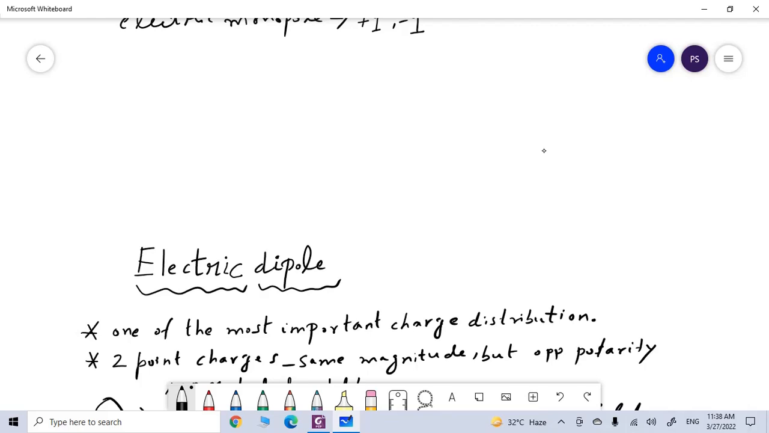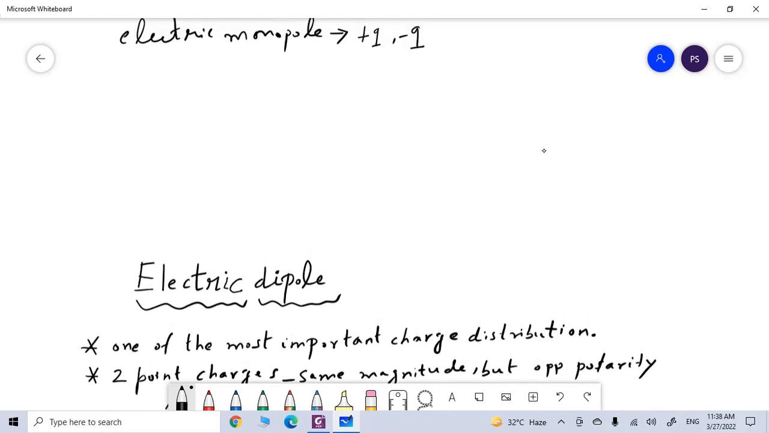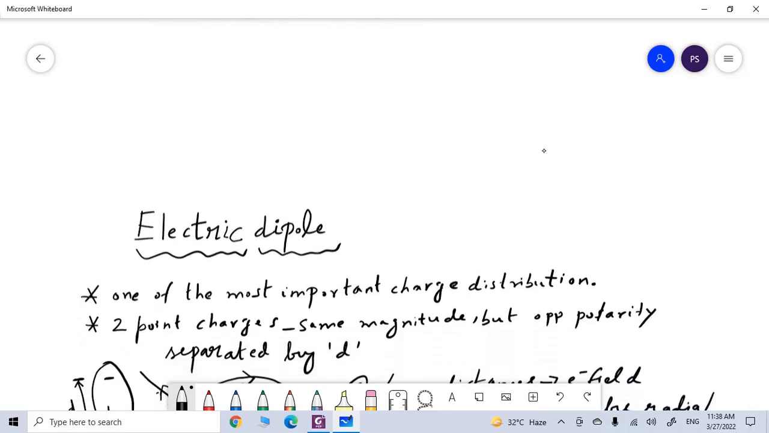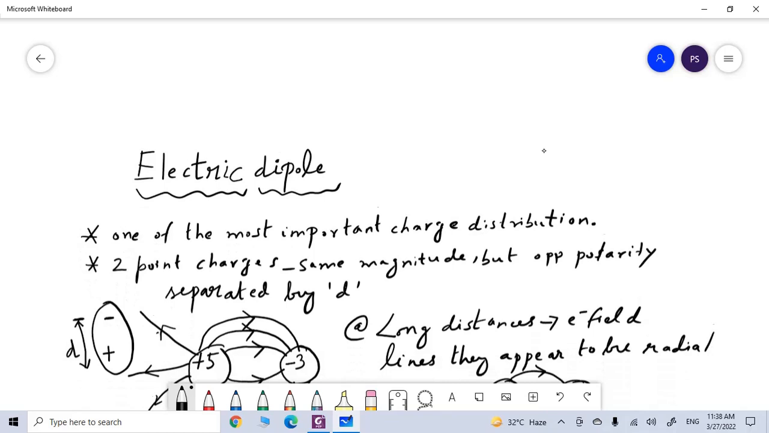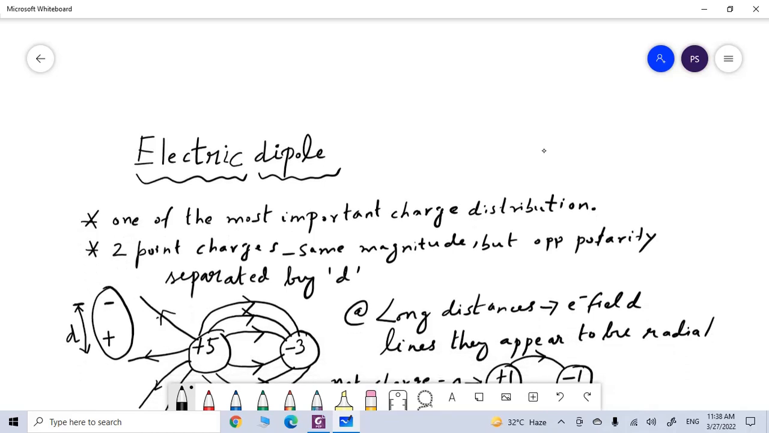So how do you define an electric dipole? Two point charges, positive and negative, having the same magnitude but opposite polarity and separated by a distance. Even the magnitude doesn't matter here. Two point charges having different signs separated over a distance constitute an electric dipole. So let's look at an example.